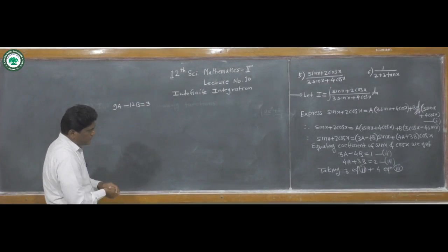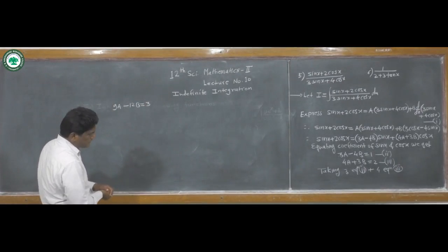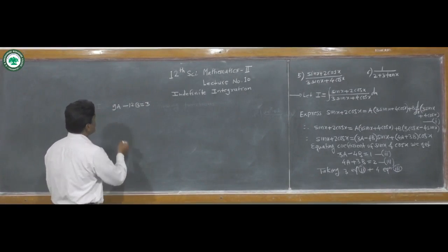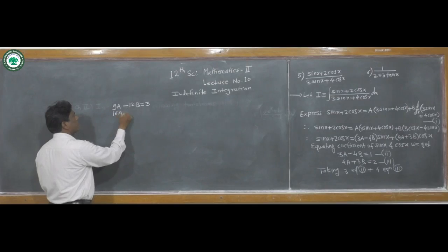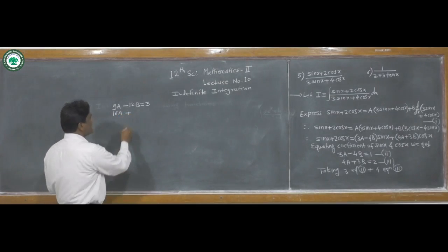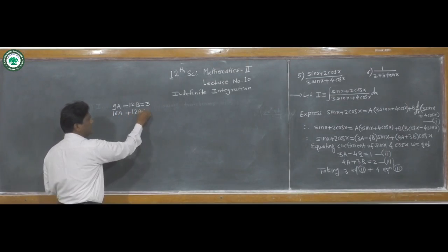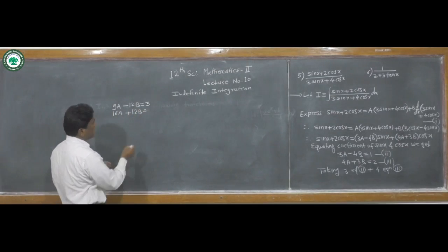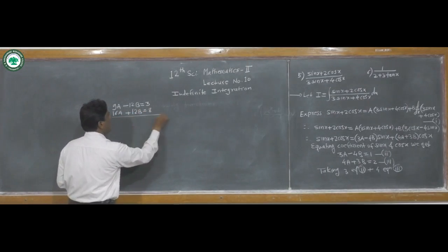And for the third equation, multiply by 4. So 4 4s are 16a, 16a plus 4 3s are 12b is equal to 4 2s are 8. And now add these two.